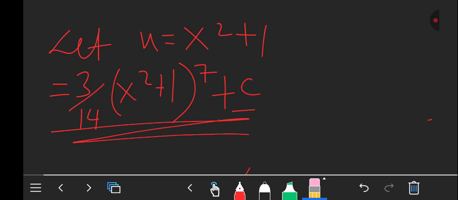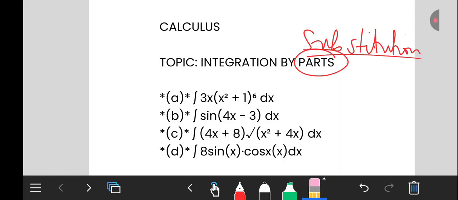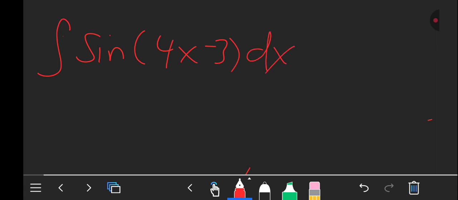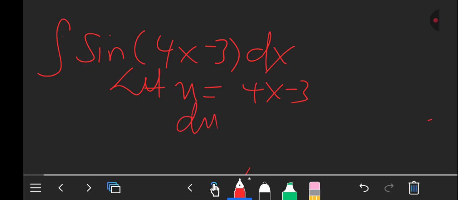Let's do another question. What is the integral of sine of 4x minus 3 dx? So we have the integral of sine, open bracket, 4x minus 3, dx. As usual, we are dealing with u-substitution. So let u be equal to what is in the bracket, 4x minus 3. Then you find du over dx, which will be equal to just 4.